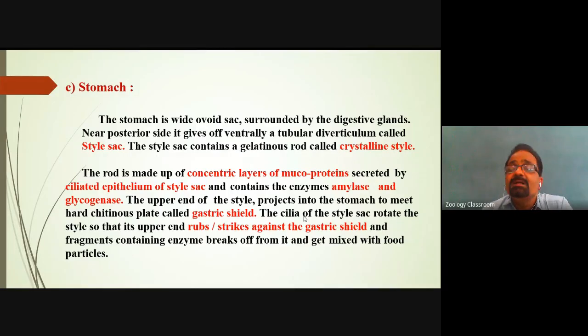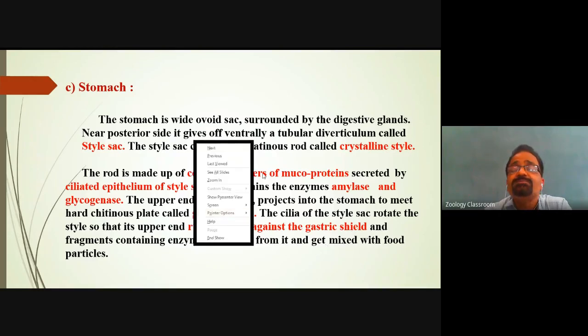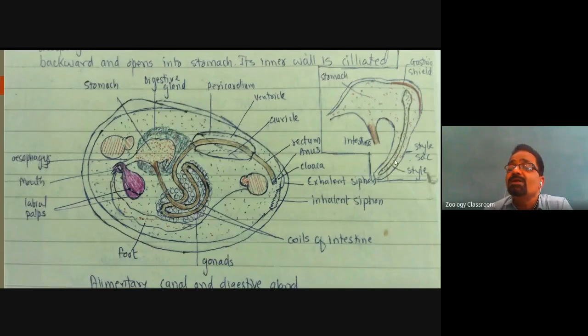See, the cilia of the style sac rotate the style so that the upper end rubs and strikes against the gastric sheath, and the fragments containing enzyme break off from it and get mixed with the food. Now see, during the course this rod moves in a twisted form and it strikes so often that the fragments are released, broken into pieces, and these broken fragments have the enzyme inside them.